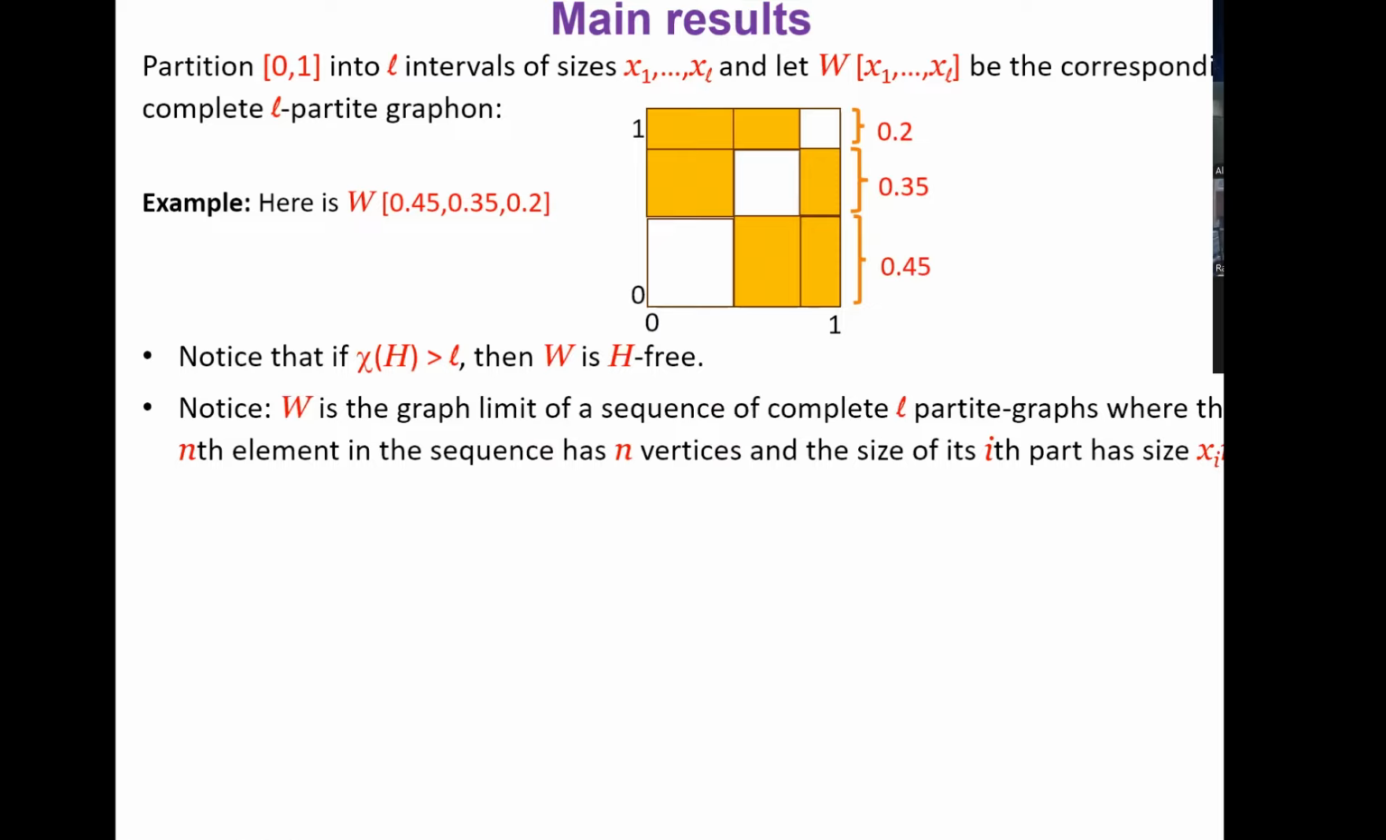And why are graphons interesting to us? Because the graphon is actually a limit of a sequence of graphs. Which graphs? For example, this L-partite graphon is the limit of a sequence of complete L-partite graphs, where the nth element in the sequence is a graph with n vertices, with L parts, complete partite, where the size of the ith part is x_i n. So the limit of this sequence of graphs, in a well-defined sense, is this graphon.